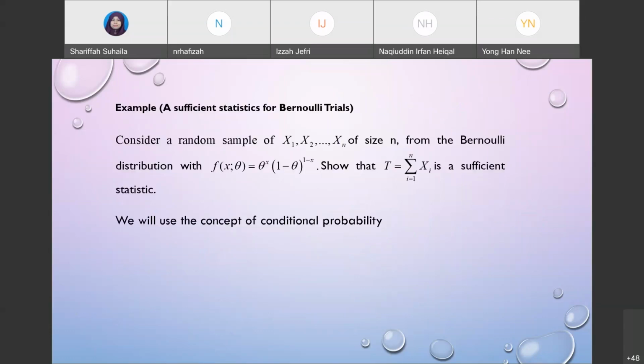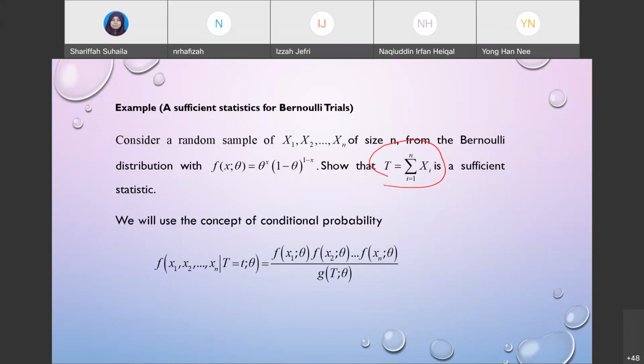Okay. So contoh yang diberi dalam video tersebut adalah Bernoulli trial. So kalau Bernoulli trial, you have theta to the power x, (1 minus theta) to the power 1 minus x. You want to show that T equals summation Xi is a sufficient statistic. Okay. We use the concept of conditional probability. So this is the concept.